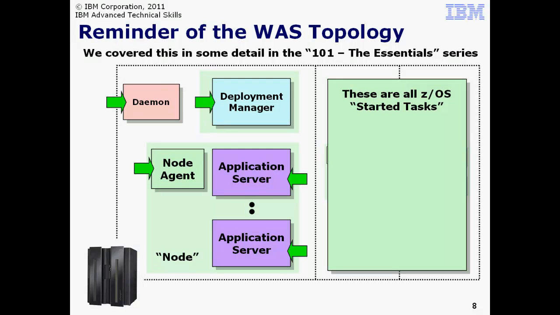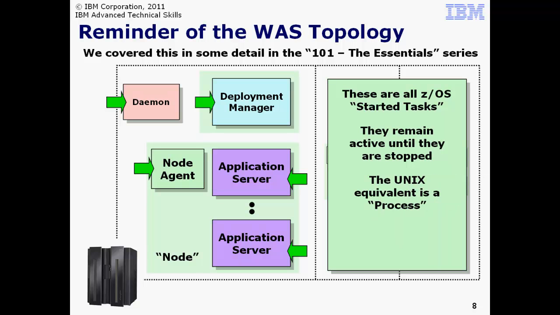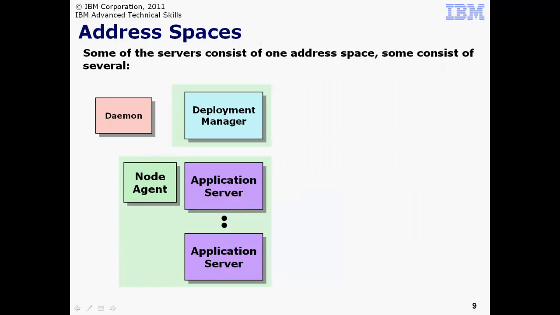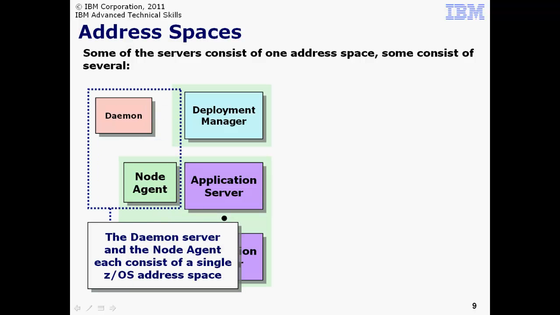We implemented WAS on z/OS as a group of started tasks. They remain active in servicing requests until they are stopped. The Unix equivalent would be a process. Some of these consist of multiple address spaces due to the split JVM model employed by WAS z/OS. An address space in z/OS is a portion of virtual storage that has protection mechanisms built around it. This prevents programs in other address spaces from reading, writing, or otherwise affecting the programs and storage of other address spaces. The daemon and the node agent each consist of only one address space.